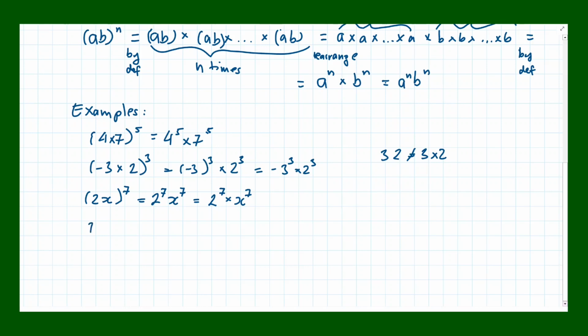So next example, 7x squared. That's just 7 squared times x squared. So again, we just raise them to the same power but separately.